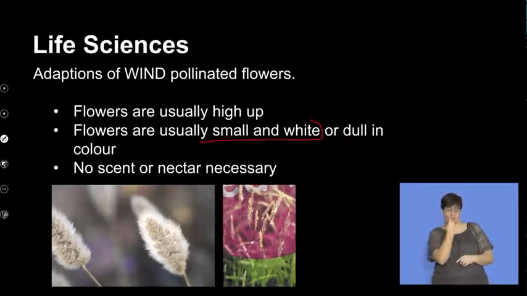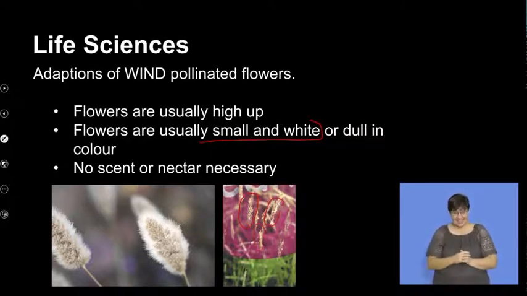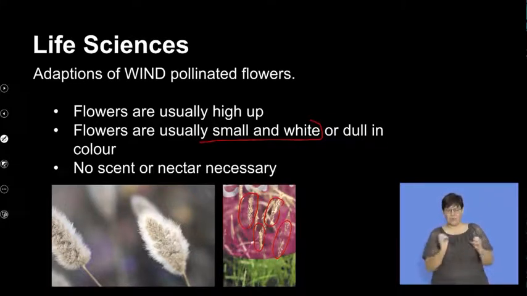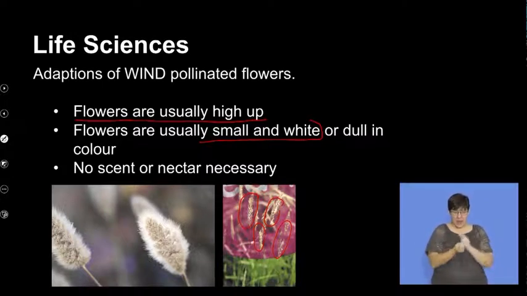Have a look at the ones here. Believe it or not, guys, this is grass. I don't know if you've ever seen the tops of grass at times. This is a flower on grass. You would never think it's a flower because it's so dull. But you'll notice it's usually above the ground. Because what do they need? Flowers need the wind. Wind doesn't happen low. Wind happens high up.